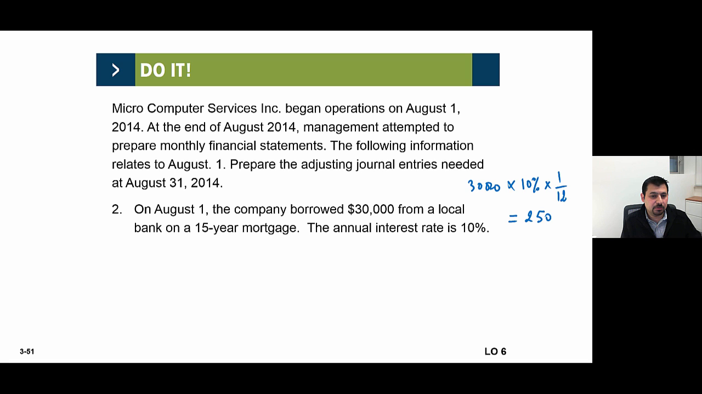And the adjusting entry for this one would need to recognize $250 of interest expense. So we have an increase in expenses, so we debit interest expense $250, but because the company will not pay it now, it becomes an interest payable liability. So we credit the liability interest payable $250.